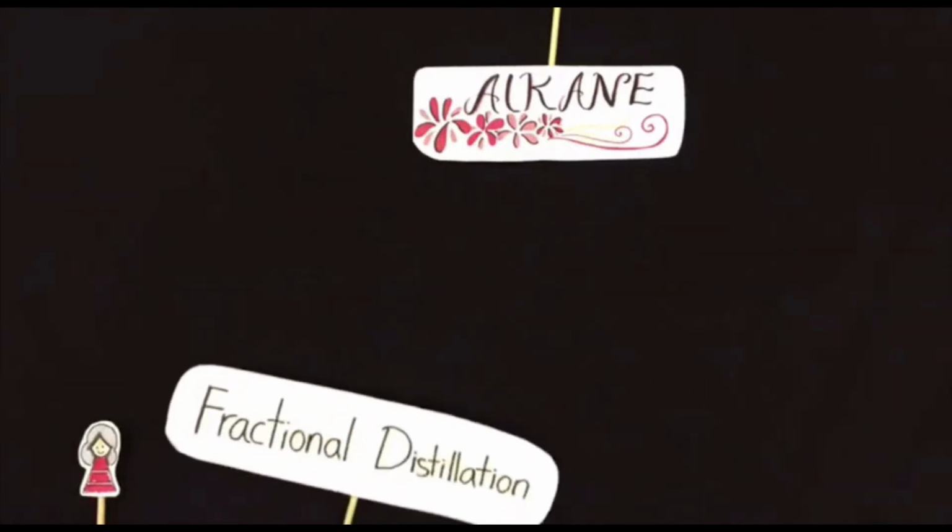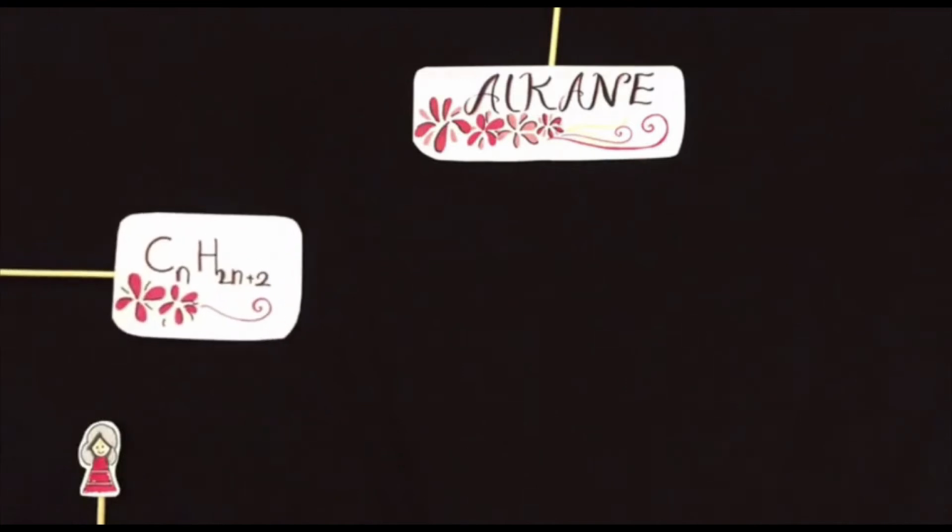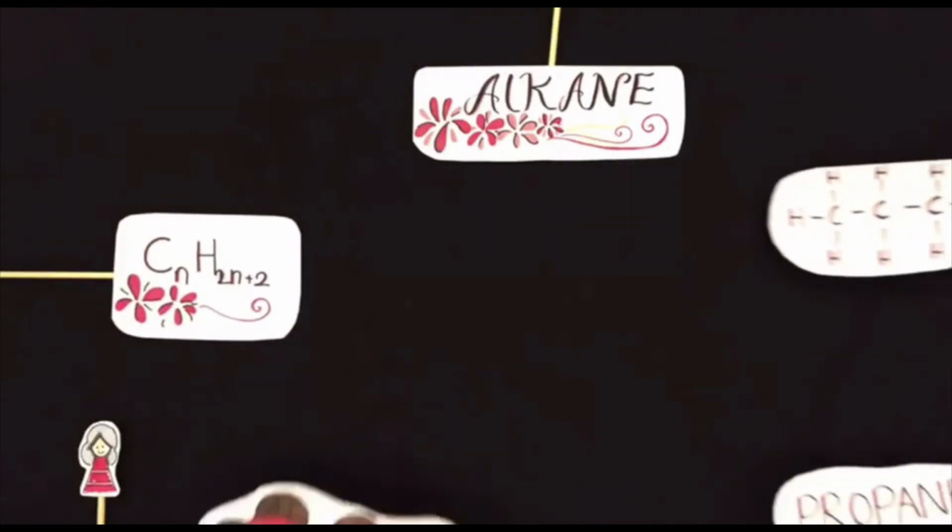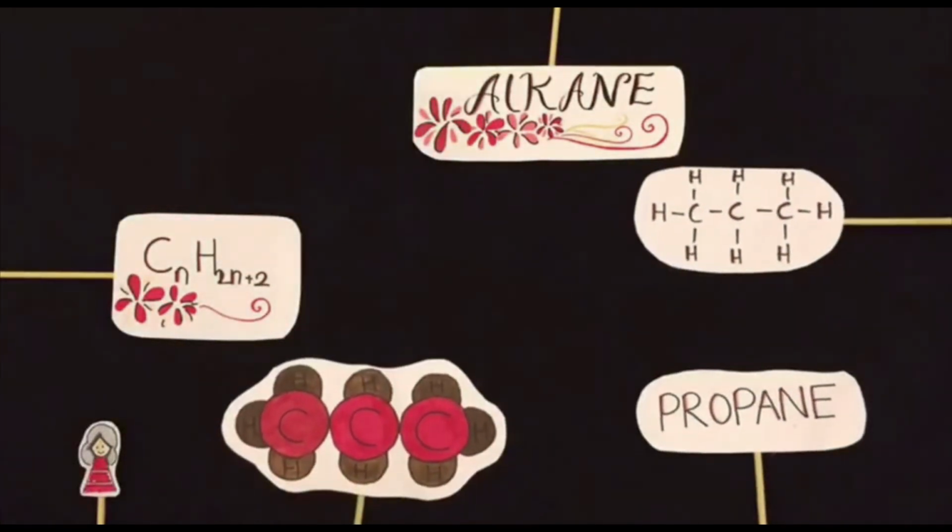Alkane. Alkanes are hydrocarbons that are made up of carbon atoms linked together by only single covalent bonds and are known as saturated hydrocarbons. Apart from burning, alkanes are remarkably unreactive. Many alkanes are obtained from crude oil by fractional distillation. Alkanes have a general formula of CnH2n+2. Example, propane, an alkane that contains 3 carbon atoms.